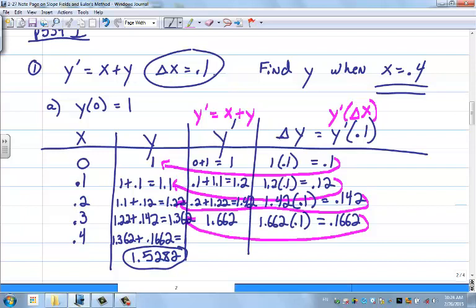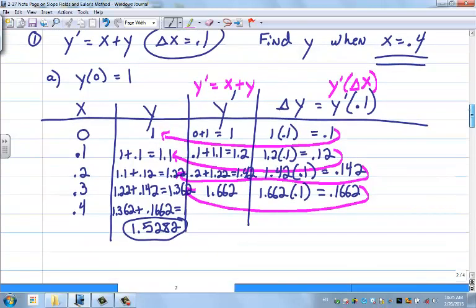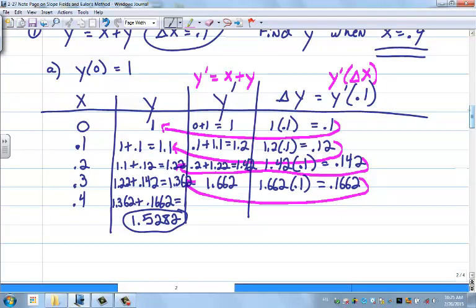And that is our estimate when y of 0 equals 1, y prime is x plus y, and delta x is 0.1. It's basically where a slope field would take you if you knew what the points were on the slope field. Okay, so all those little lines on your slope field are basically representations of what's in this table.